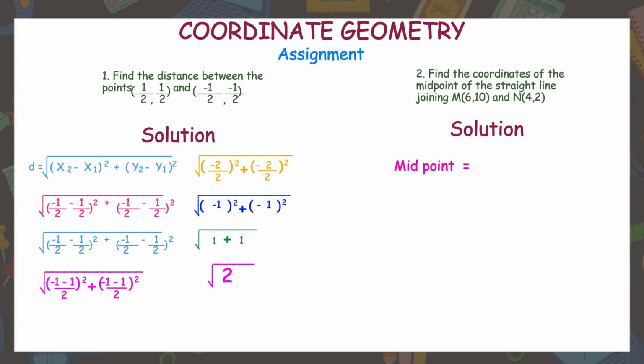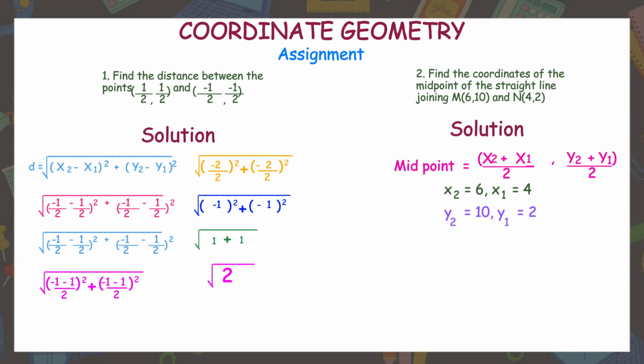Remember that midpoint is equal to (x2 plus x1) over 2, (y2 plus y1) over 2. Therefore, what is our x2? From the question, x2 is equal to 6, x1 is equal to 4. Our y2 is equal to 10, while our y1 is equal to 2.